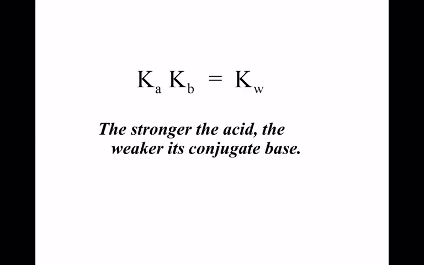I guess that's what this is proving: you're not going to have a table that has both of them, because if you have one, you can calculate the other, knowing they multiply together to equal Kw. So as one goes up, the other goes down, and as one goes down, the other goes up, because the product is constant.